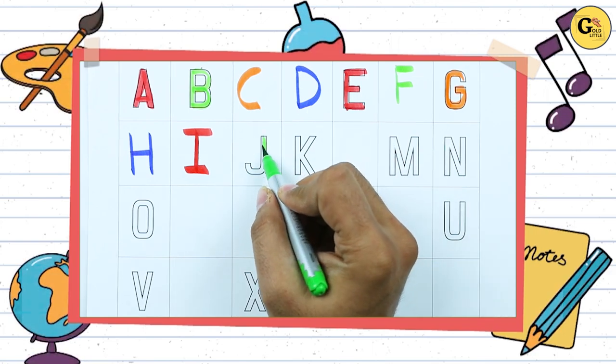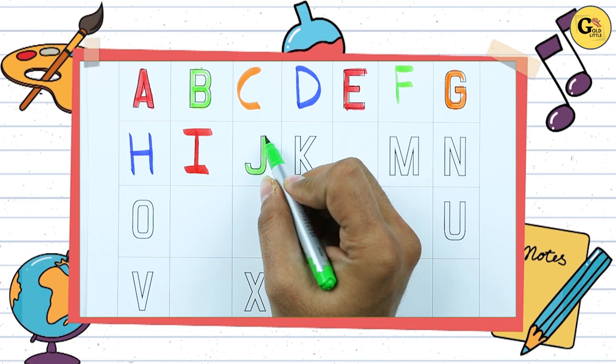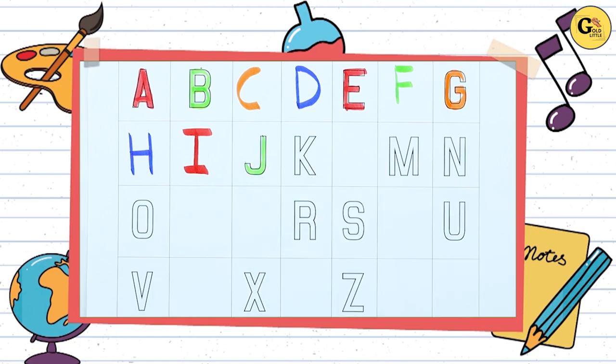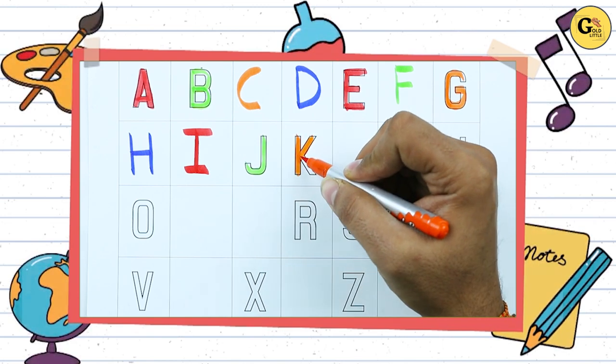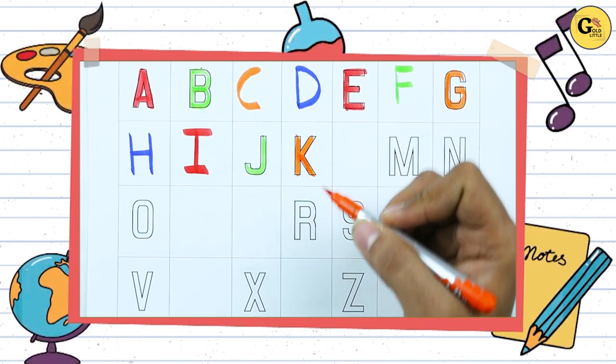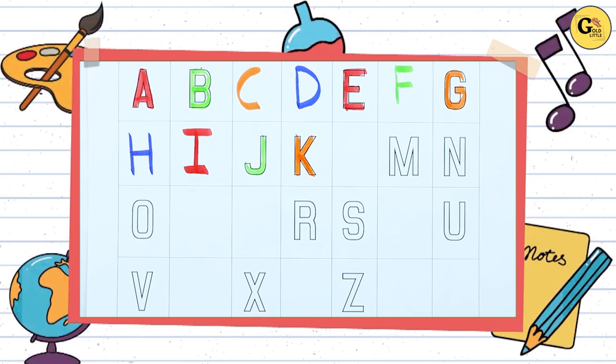And J. J for jug. J with green color. J for jug. K. K for kite with orange color. K for kite. What next?